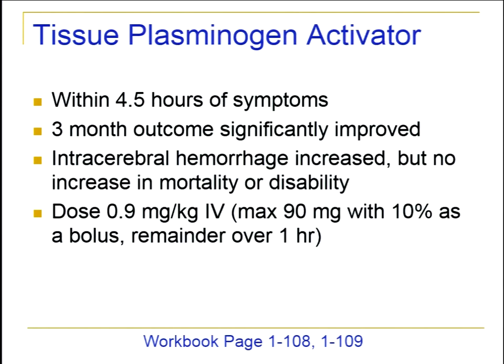And we know that actually they have more intracerebral hemorrhage, but their disability scores at 3 months are improved compared to people who did not get the TPA, even considering that they might have had intracerebral hemorrhages. And our dose is a bit different than we use in MI, so it's 0.9 milligrams per kilo with a max of 90 milligrams, no matter how heavy the patient is. 10% of that is given as a bolus, and then the rest is given over an hour. And our goal is door to needle time, 60 minutes.